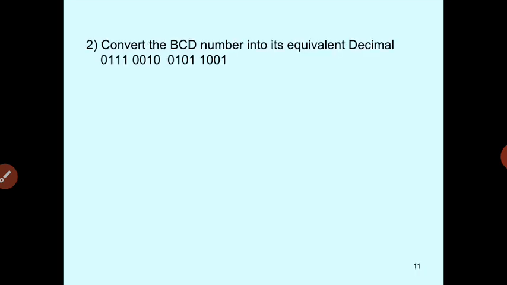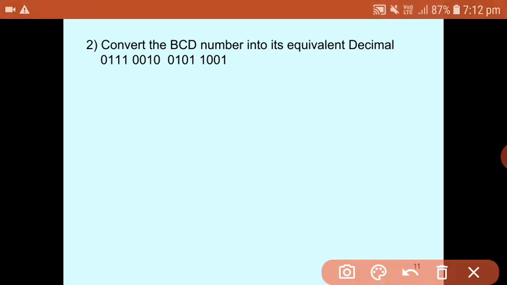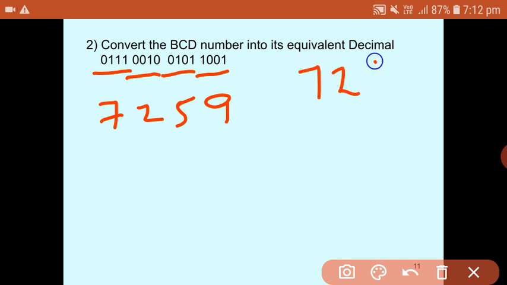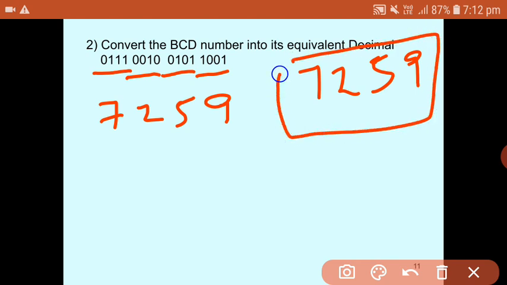Convert the BCD number into its equivalent decimal. It's again simple. First, you need to divide the given binary number into groups of 4 bits, into nibbles, you can say. So starting from 1001 means 9, and 0101 means 5, and 0010 means 2, and 0111 means 7. So 7259 is the corresponding BCD number for the given binary equivalent. So 7259 will be the answer.